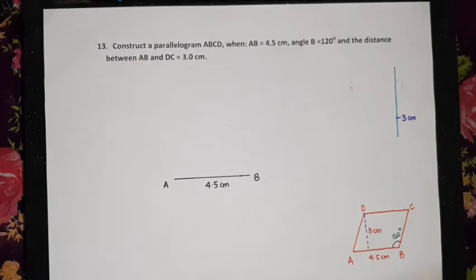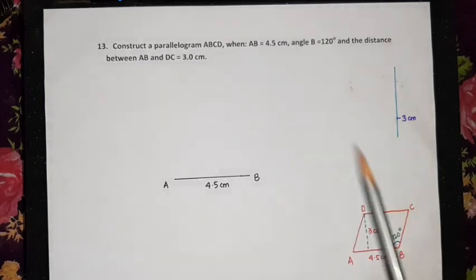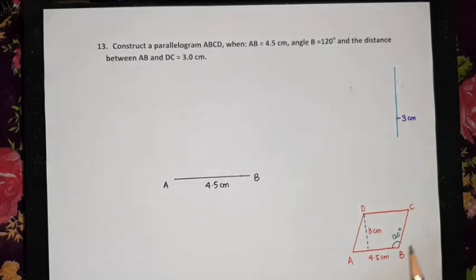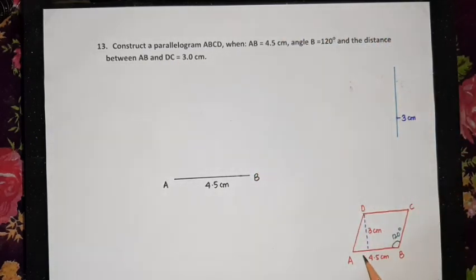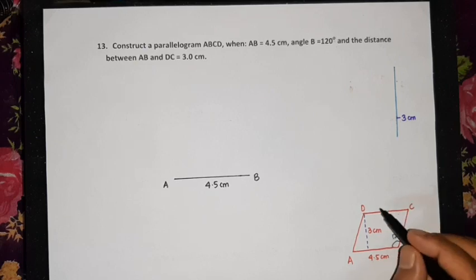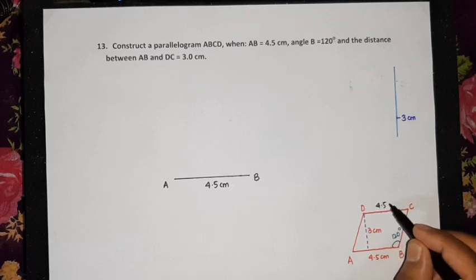Now let us see the next question. The question says, construct a parallelogram ABCD where AB is 4.5, so AB is marked as 4.5, angle B is 120 degrees, and the distance between AB and DC is given to be 3 centimeter. One more thing you need to note is, if this is my 4.5, then this is also going to be 4.5 centimeter.